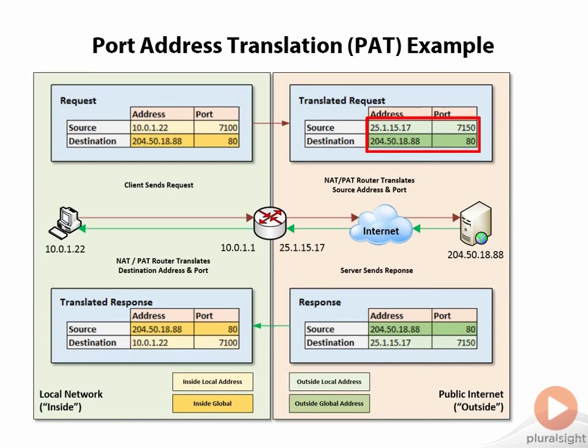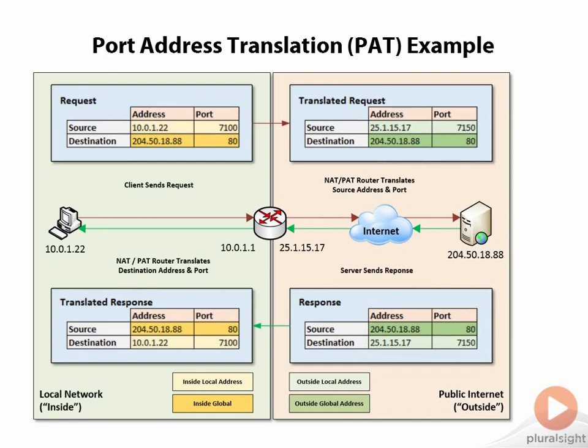Destination, as I said, is the web server. The web server is going to receive that request from that IP address. It will respond back to the external interface of that router. Okay, so the response is the source IP address of 204.50.18.88 with a source port of 80. It's going to reply back to the destination of 25.1.15.17 with a destination port of 7150.